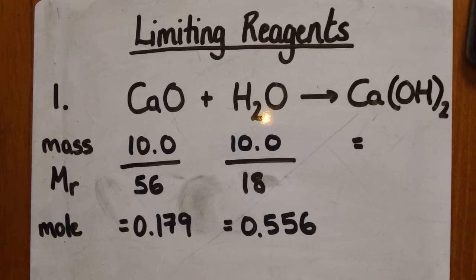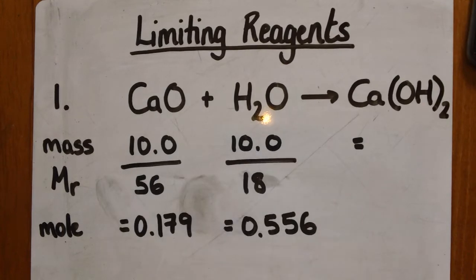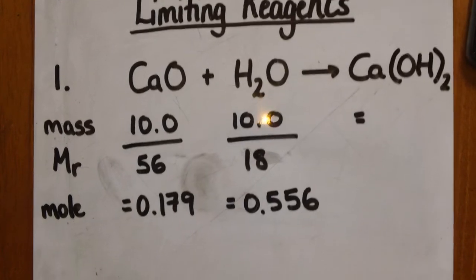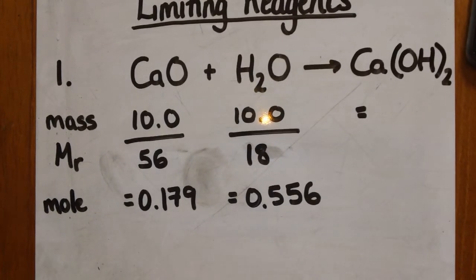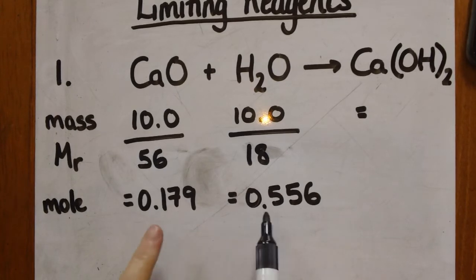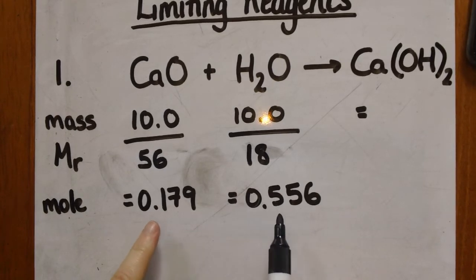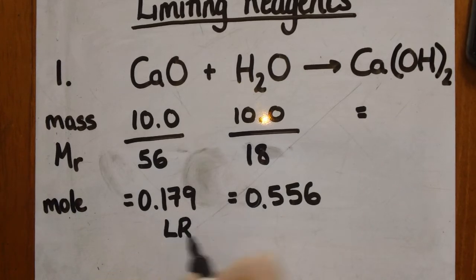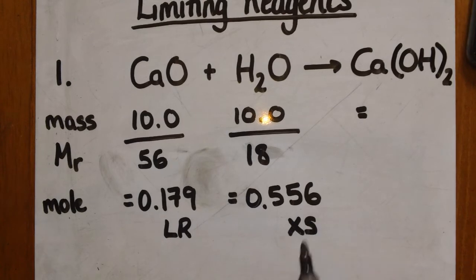So now when I look at these, I need to look at my big numbers. There are no big numbers for this one, so this is a 1-to-1-to-1 ratio. And I need to work out which one is my limiting and which one is my excess. So here, which of these numbers is the smallest, as it's a 1-to-1 ratio? It's this one. So this is my limiting and this is my excess reactant.